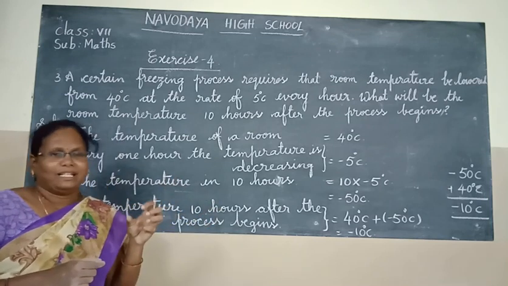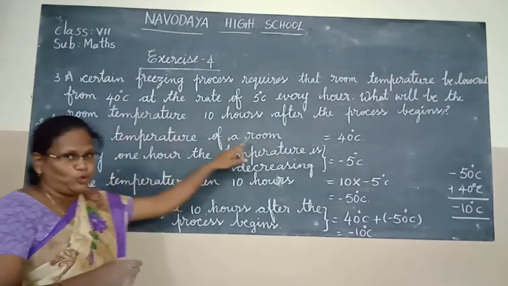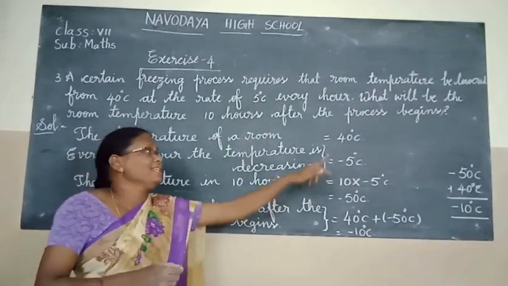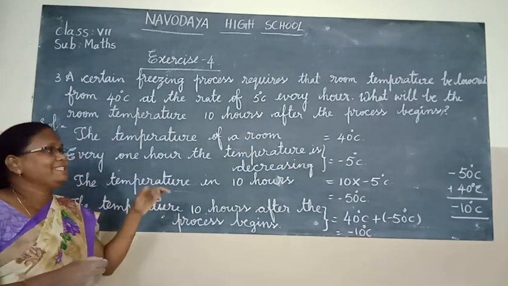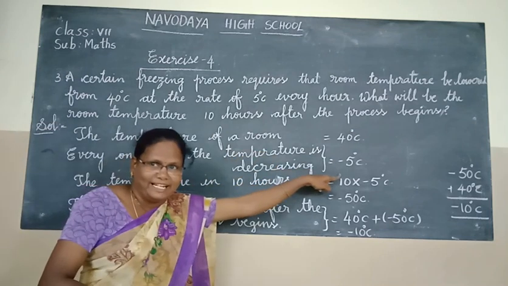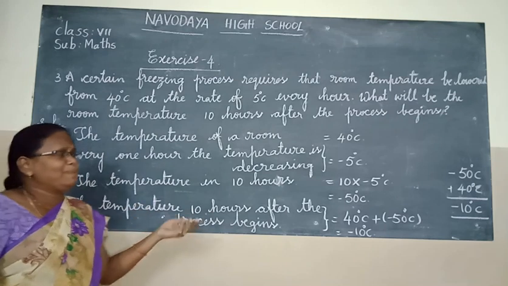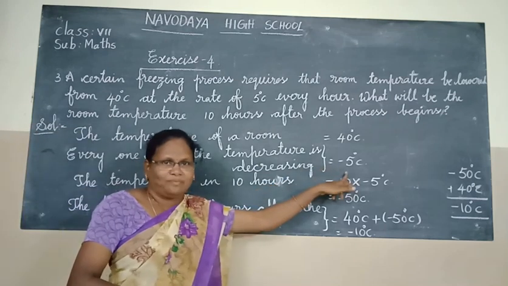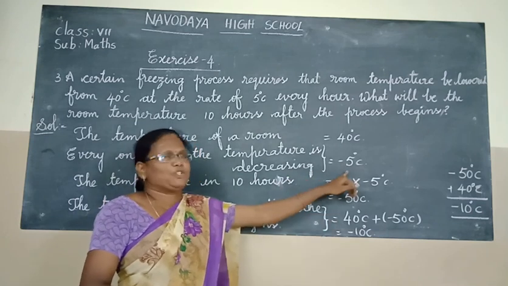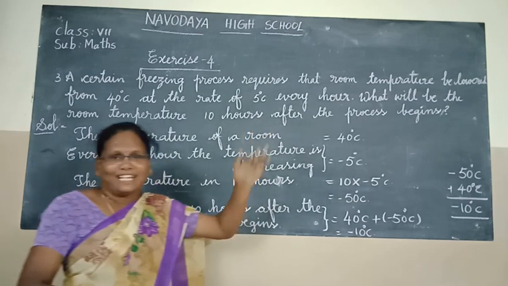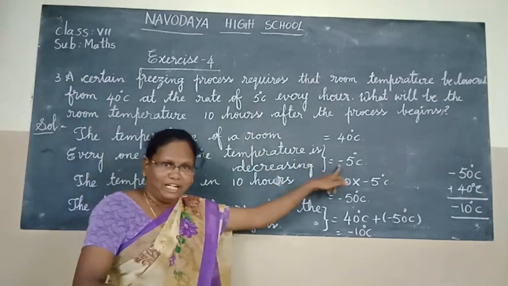40 degrees centigrade. The present room temperature is 40 degrees centigrade. What they are saying is, every 1 hour the temperature is decreasing by 5 degrees centigrade. Decreasing means keeping the negative sign. If it is increasing, it means positive sign. The temperature is decreasing, so keep the negative sign.